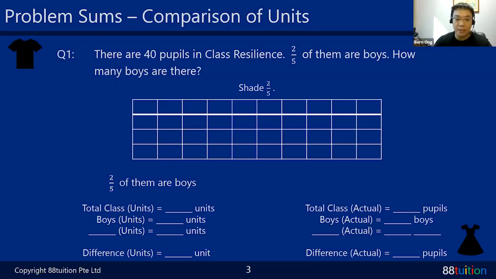Let us begin with our first part of the lesson. Let's go. Question 1 says that there are 40 pupils in class Resilient. Do you know the meaning of resilient? This word resilient actually means tough.